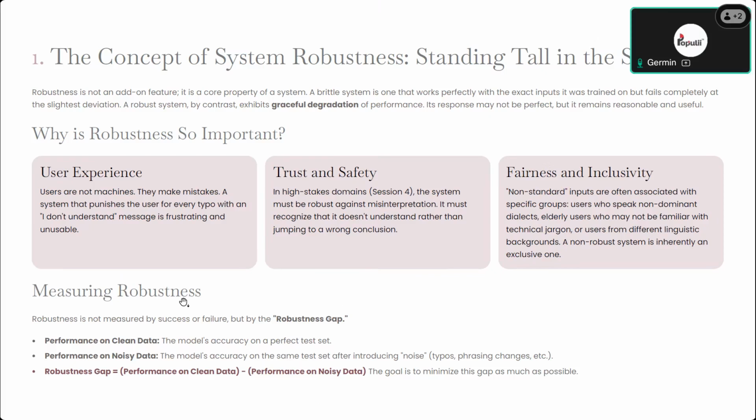So, now let's talk about how we actually measure robustness. Robustness is not simply about whether a chatbot succeeds or fails. It's about how much its performance changes when the input becomes messy or imperfect. We measure the difference using something called the robustness gap. Okay, I will explain how it works.